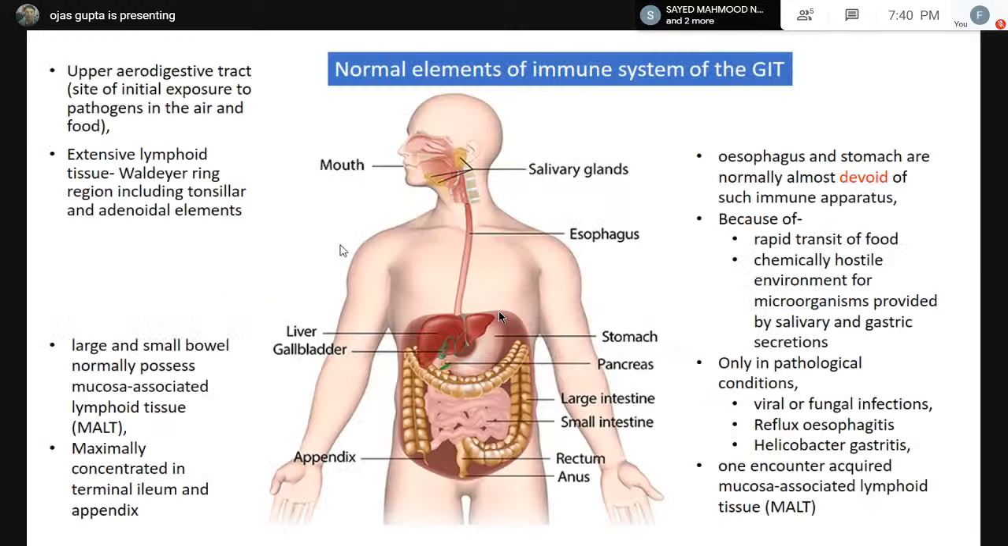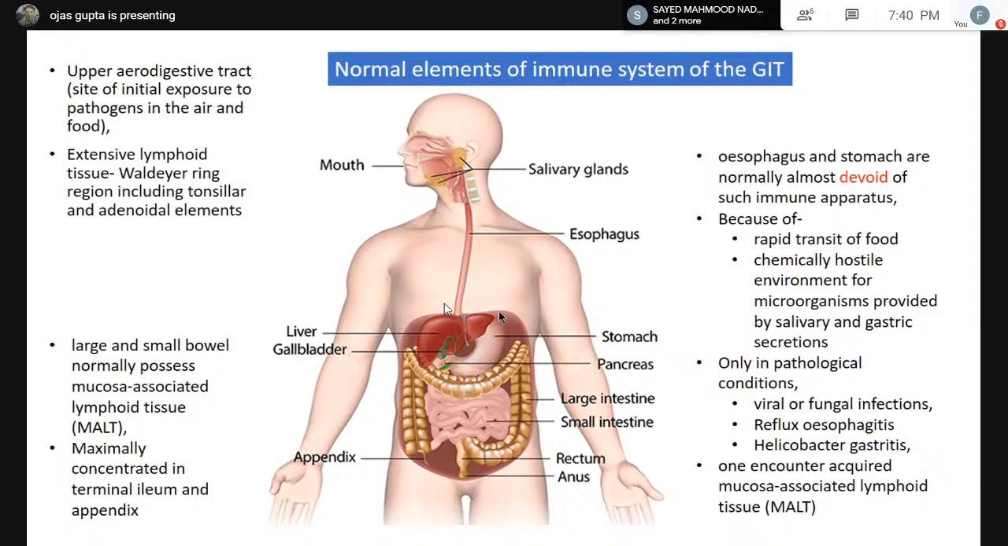So after this, let's move on to the immune system of the GIT. Our upper aerodigestive tract comprises extensive lymphoid tissue in the Waldeyer ring, which includes tonsillar and adenoid elements, followed by the esophagus and stomach. These are normally devoid of such lymphoid follicles. The reason being, there is rapid transit of food, and they have a chemically hostile environment for microorganisms, which is provided by salivary and gastric secretions.